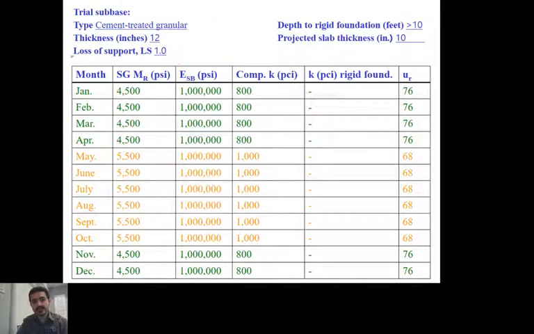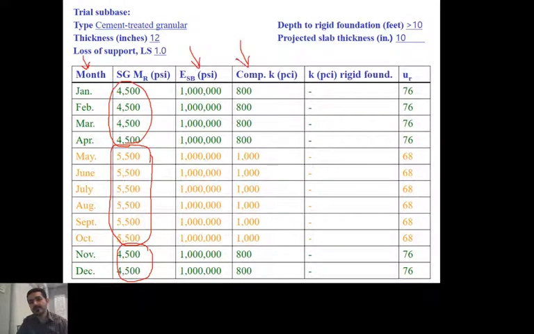This table is for the months. I have January, February, March, April, November, and December in one color, because I was told that the K value is constant from November till April. And I have another color for May to October, because this is where the K value is a little bit different. This was all triggered by the value of the subgrade. You see here, they are all the same, 4,500 from November till April. And once I get to the dry season, the soil is getting stronger, so it's 5,500, while the elastic modulus for the sub-base is fixed at 1 million.